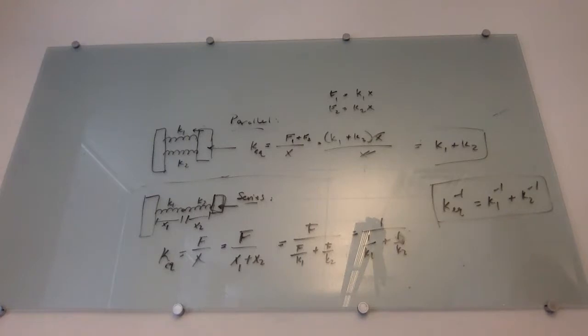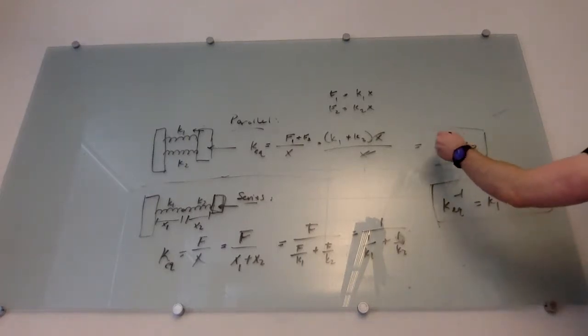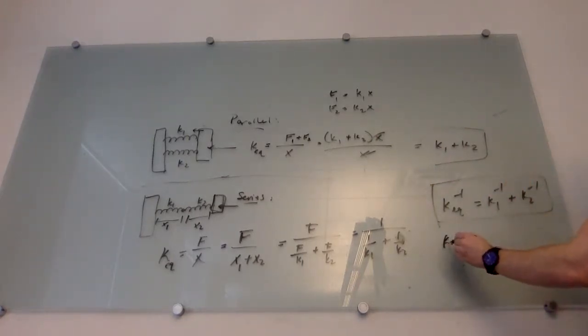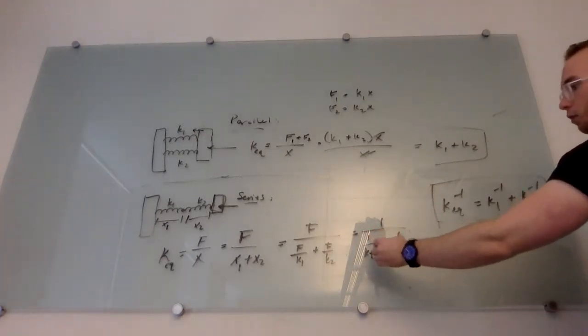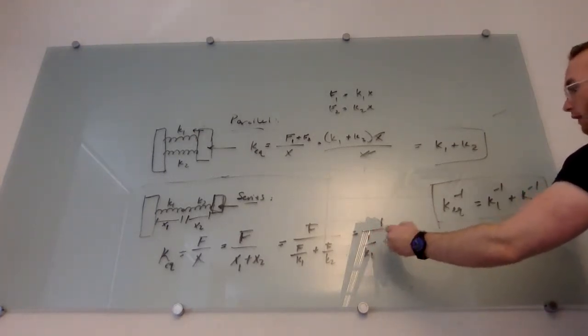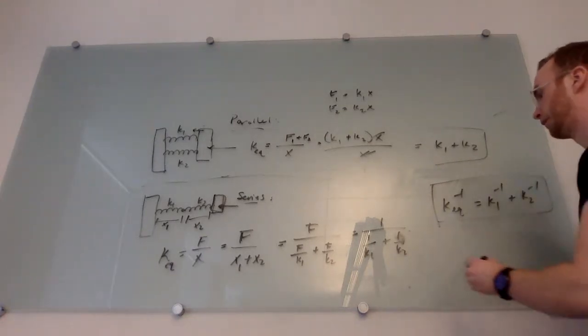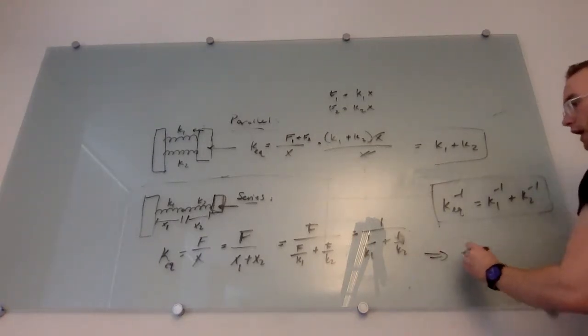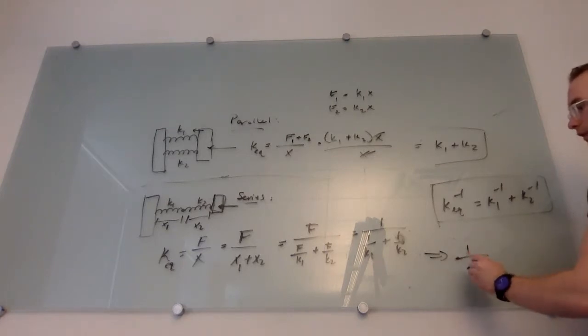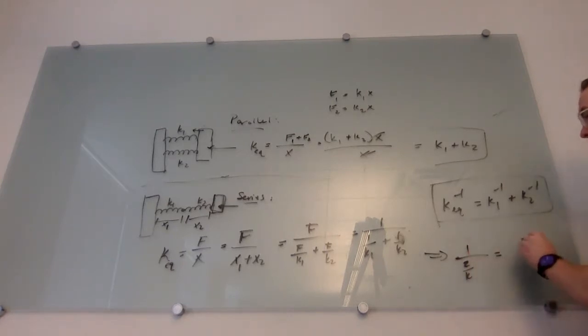Now, of course, if they say it's equal, that's just a simpler case. This is just going to be 2 over K, and then we could solve for this. So in this case, we get K_eq is 1 over 2 over K, which is going to be K over 2. So it's actually half.